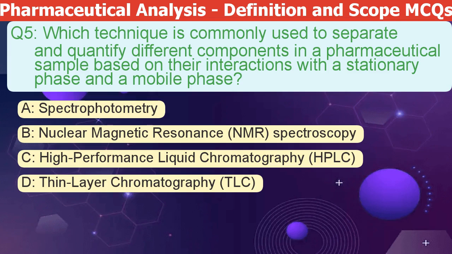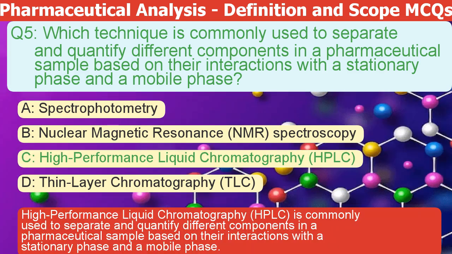Which technique is commonly used to separate and quantify different components in a pharmaceutical sample based on their interactions with a stationary phase and a mobile phase? A. Spectrophotometry. B. Nuclear magnetic resonance, NMR, spectroscopy. C. High-performance liquid chromatography, HPLC. D. Thin layer chromatography, TLC.